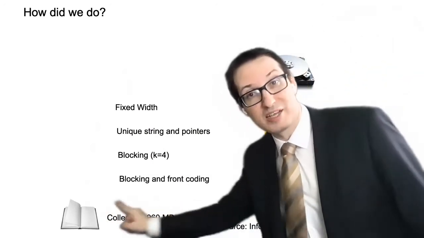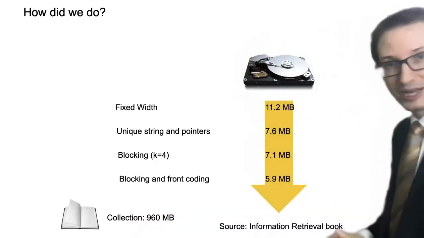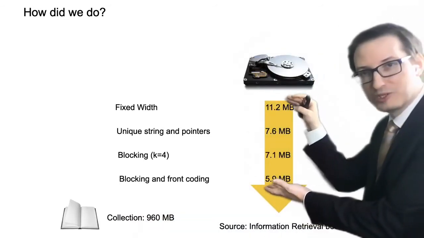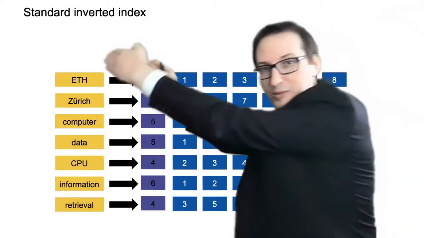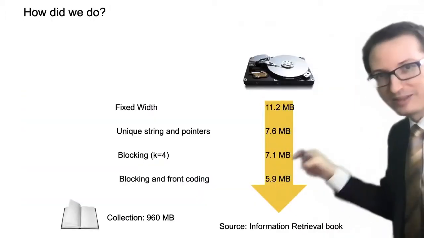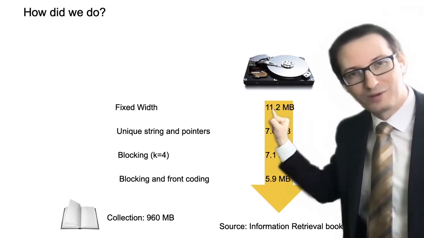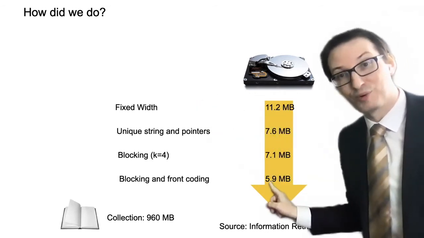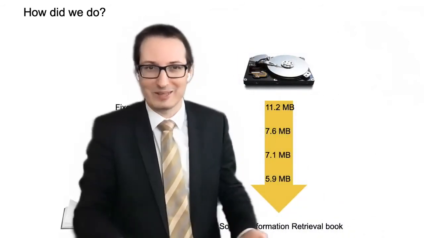That was the original size of my collection, right? So 960 megabytes, that's the original collection. And this is just the size of the dictionary, meaning the part on the left, so this yellow part right there is the size that you see right there. So it's pretty good, right? We were at 11.2 with the naive approach, and now we are down to 5.9. So it's almost a factor of two, right? So that's not so bad.